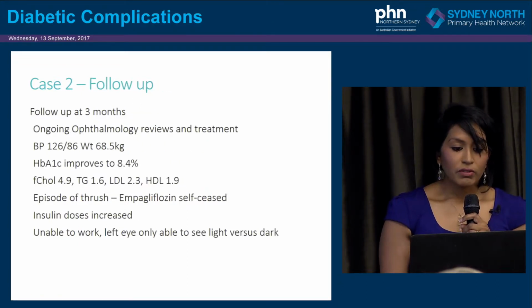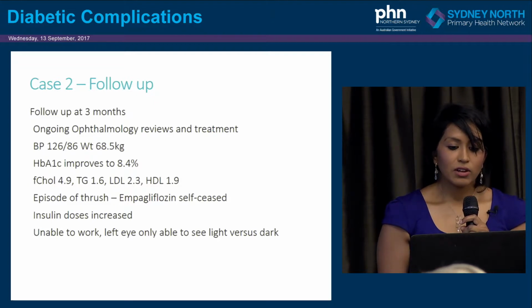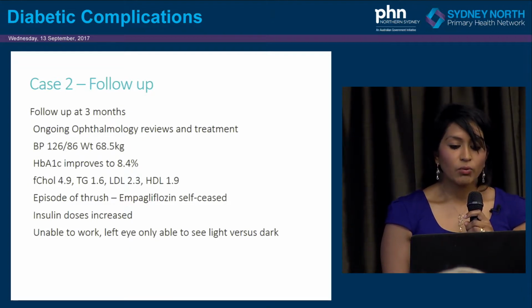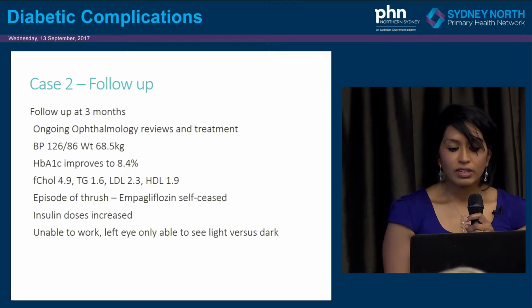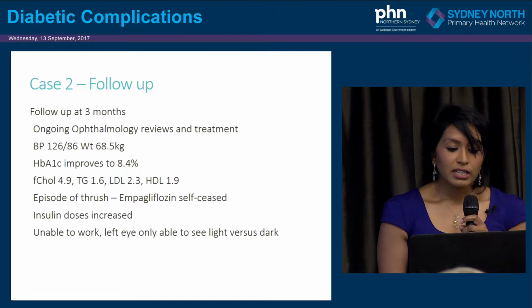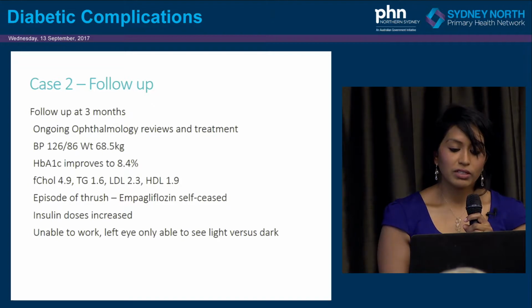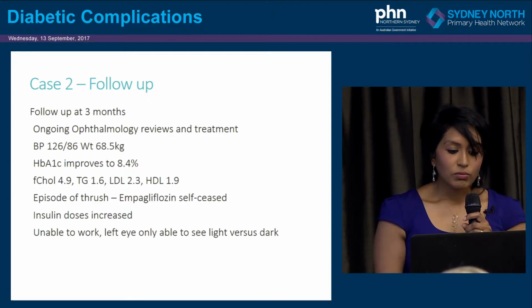At her 3-month follow-up, she is still seeing ophthalmology regularly for treatment. Her blood pressure has improved with that dose of perindopril to 126 on 86. Her weight is not much different, she's lost half a kilo, but she's continuing her regular walks. Her HbA1c has improved, but it's still suboptimal, at 8.4%, and her lipid profile is good. So not in target, but it's better than an 8, with a fasting cholesterol of 4.9.